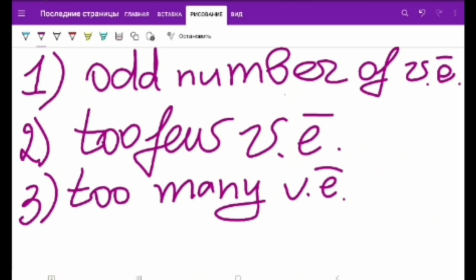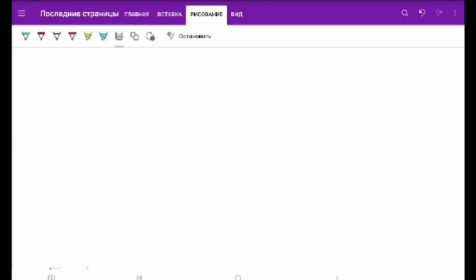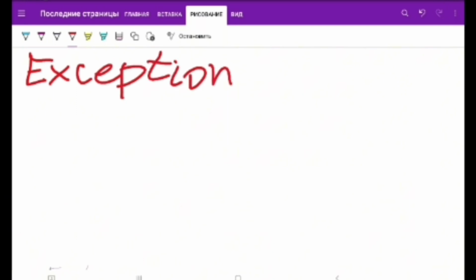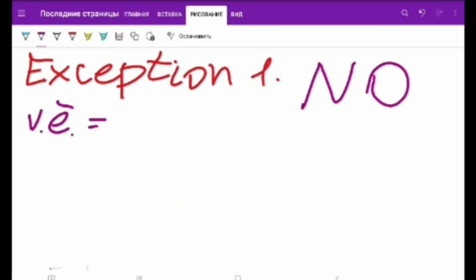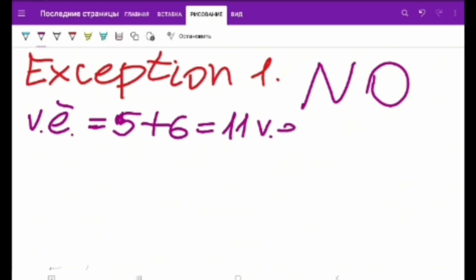Now let's consider each of these cases. So exception 1. As we said, we have an odd number of valence electrons. For example, we take NO, nitrogen monoxide. If we calculate the number of valence electrons, it will be 5 for nitrogen because it's in the 5th group. Oxygen is in the 6th group, so we take 6. We have 11 valence electrons.